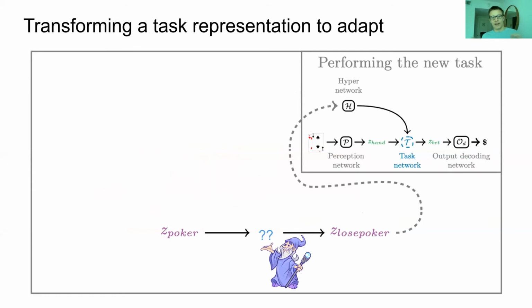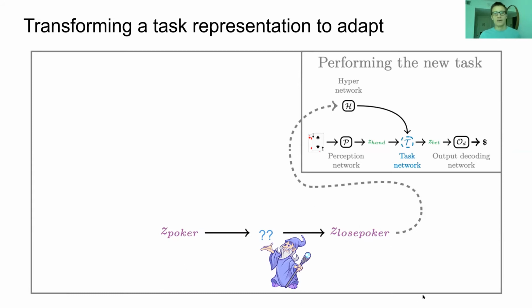So, okay, how is this going to work? What I'm going to do is take the representation of the task that we're currently performing. Let's say something like poker. I'm going to have this little wizard do some magic on it to get a representation of losing at poker. Then I can put that representation of losing at poker into the hypernetwork to set the weights of the task network in order to perform that task. In this way, we'll be able to do the task of losing at poker without ever having any experience of that task, based on its relationship to the task of winning at poker.